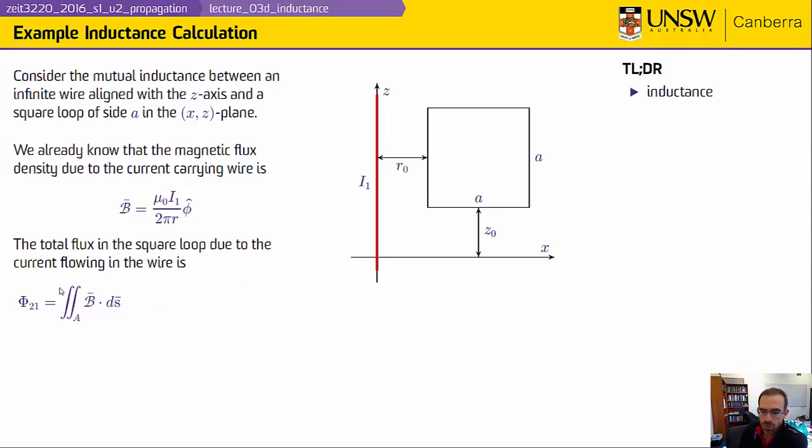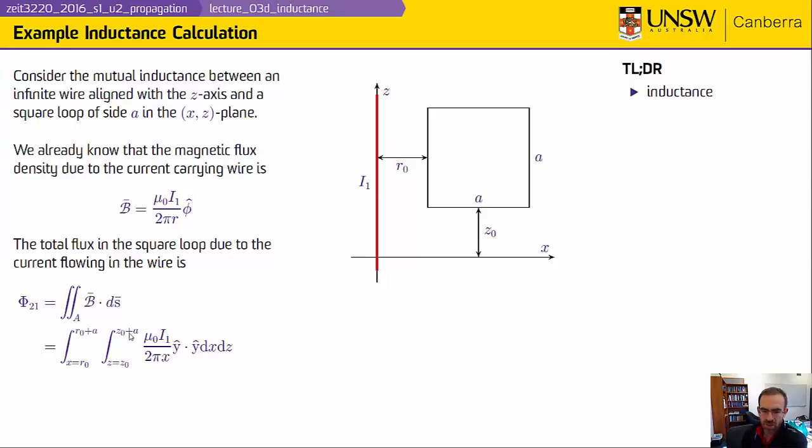So when I want to compute the total flux, and this should actually say phi 1,2, I apologize for that. So this is phi 1,2. We're going to compute this flux integral, and the integral is fairly straightforward.